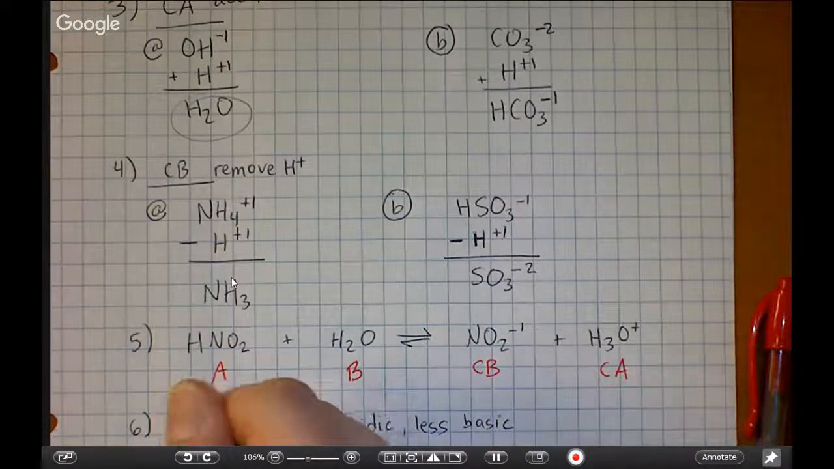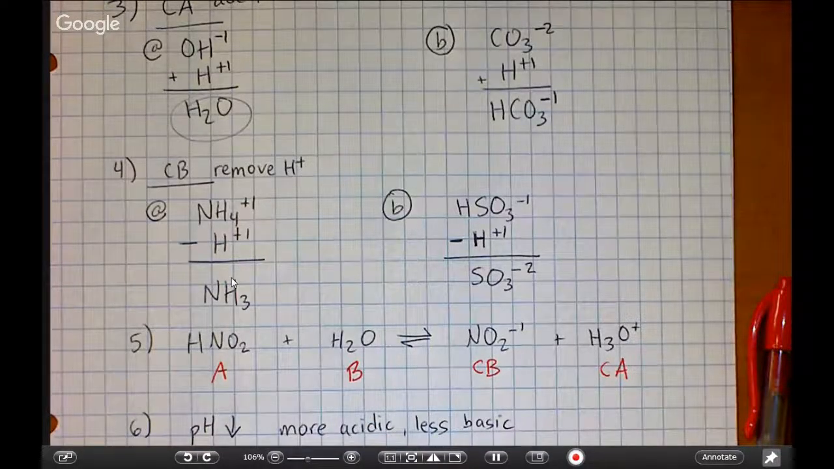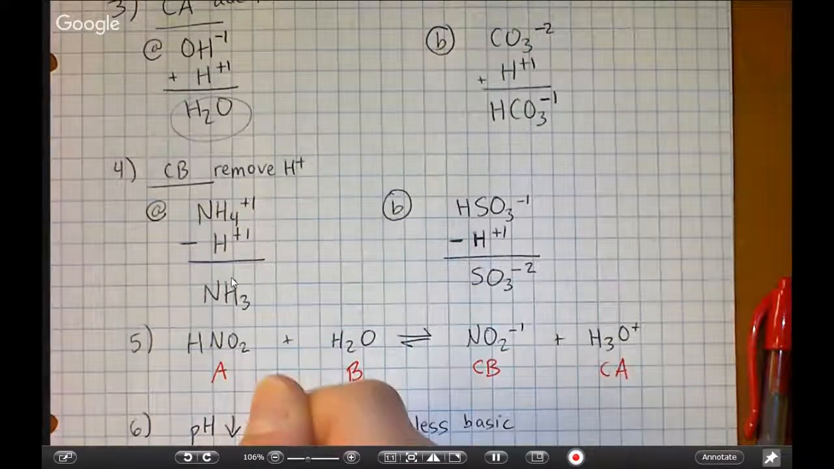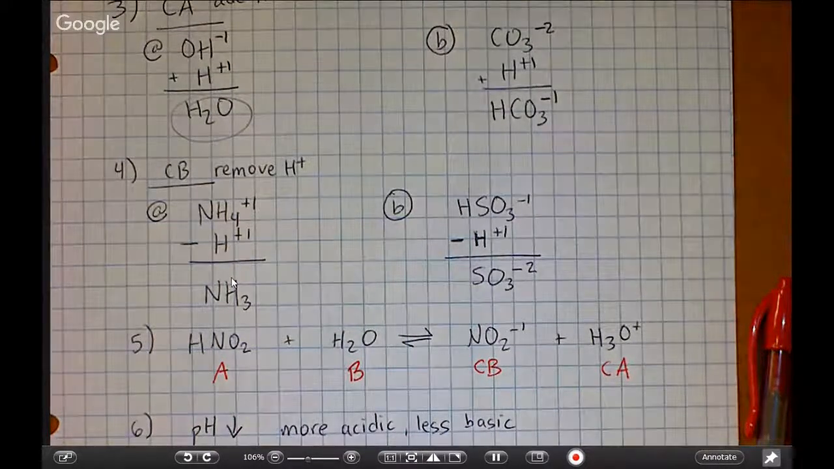Right? So with that information at our disposal, and less basic, what happens to the hydroxide concentration? Does the concentration of hydroxide ions go up or down for more acidic?